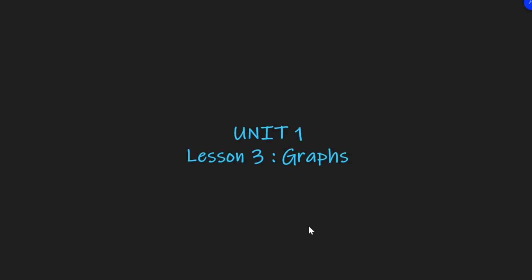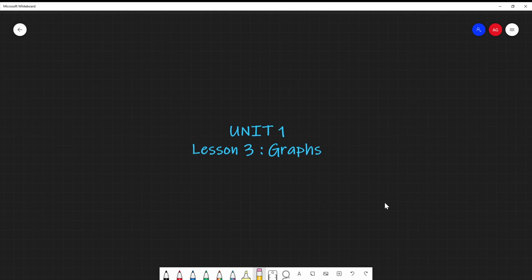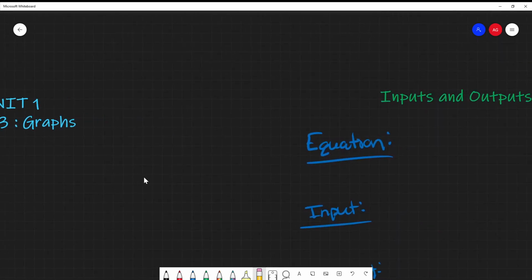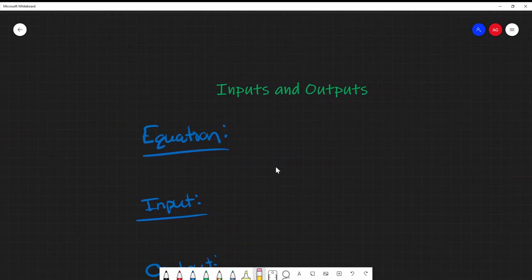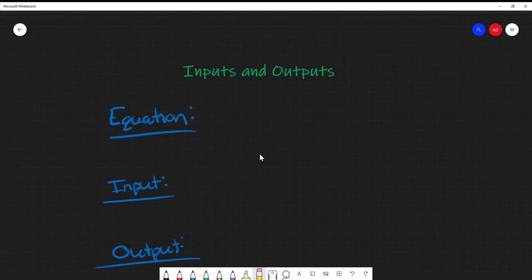Welcome back to Unit 1, Lesson 3 on graphs. In this lesson, we'll be going over how we visually represent a point. So to show representation, we first need to understand the concept of inputs and outputs.